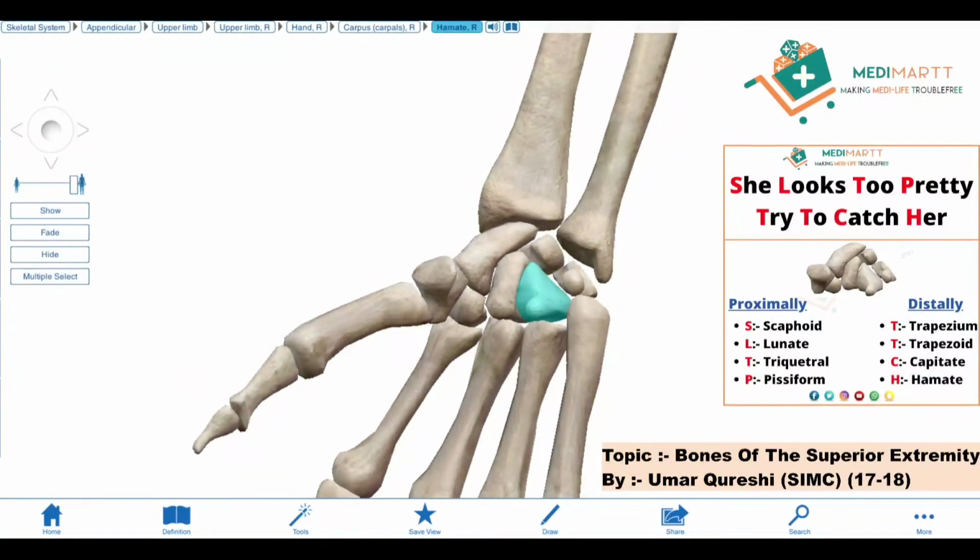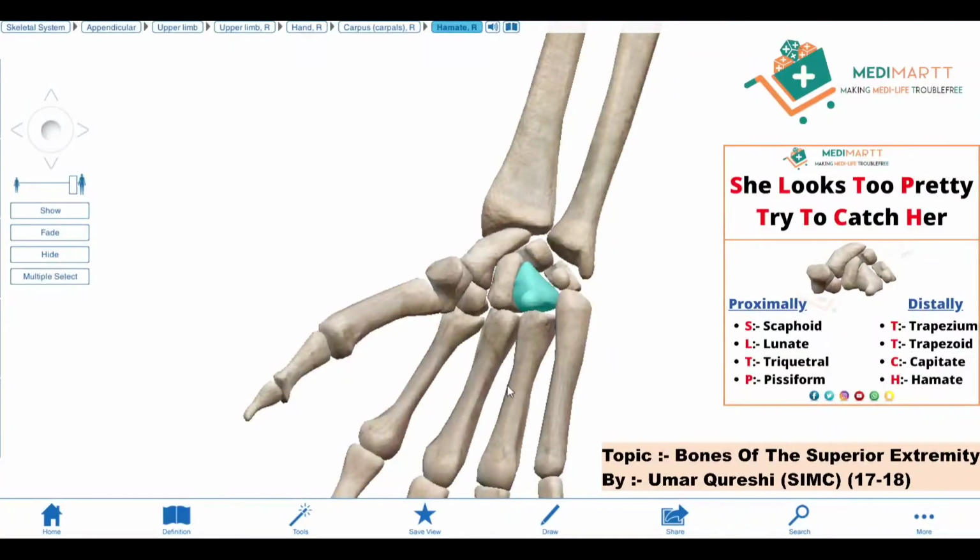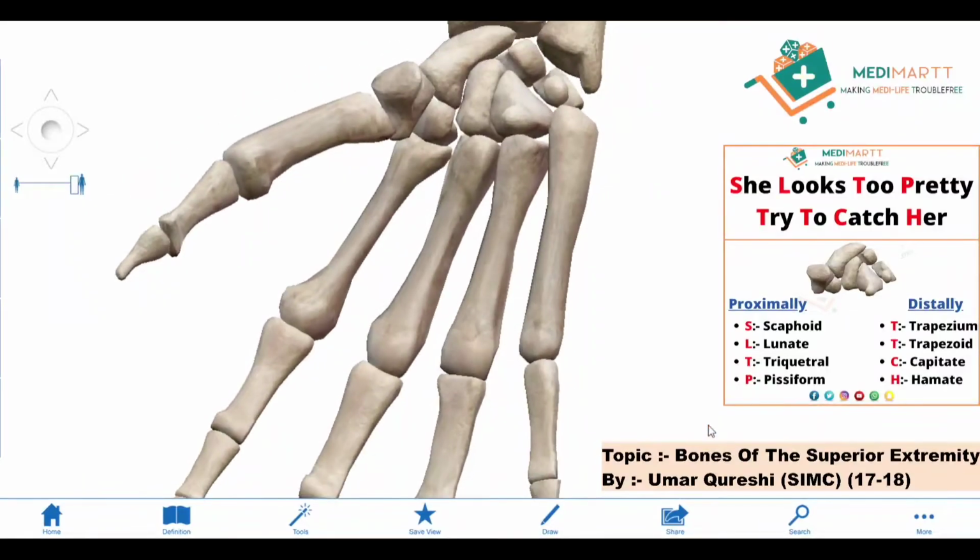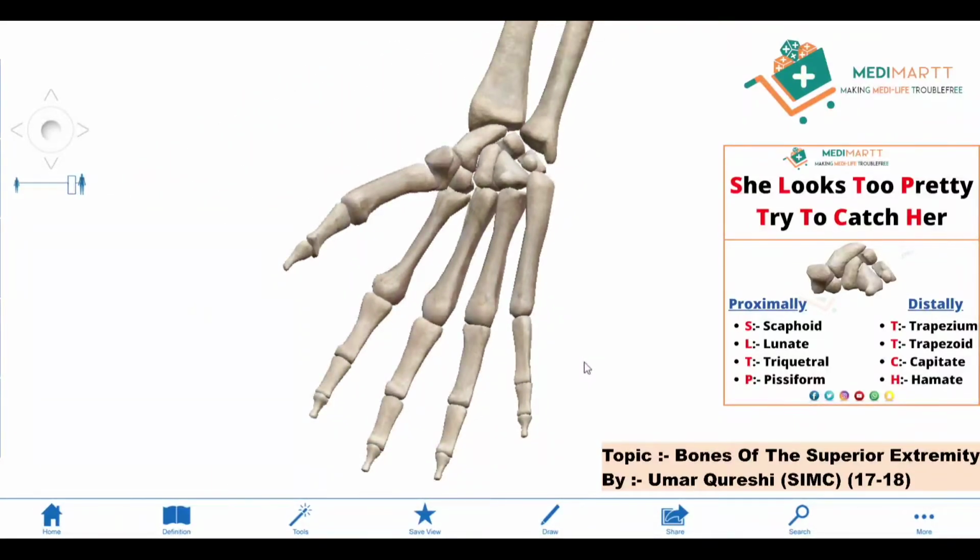Then adjacent to the carpal bones there are some metacarpal bones, basically 5 metacarpal bones. Then adjacent to the metacarpal bones there are the phalanges. These are the metacarpal bones. Adjacent to the metacarpal bones there are phalanges. This is a phalanx, this is a phalanx, this is a phalanx.